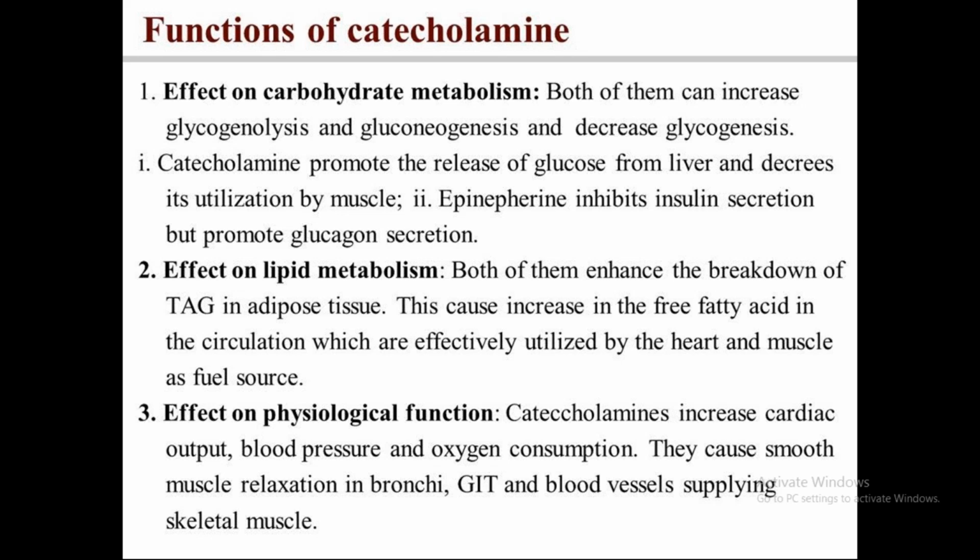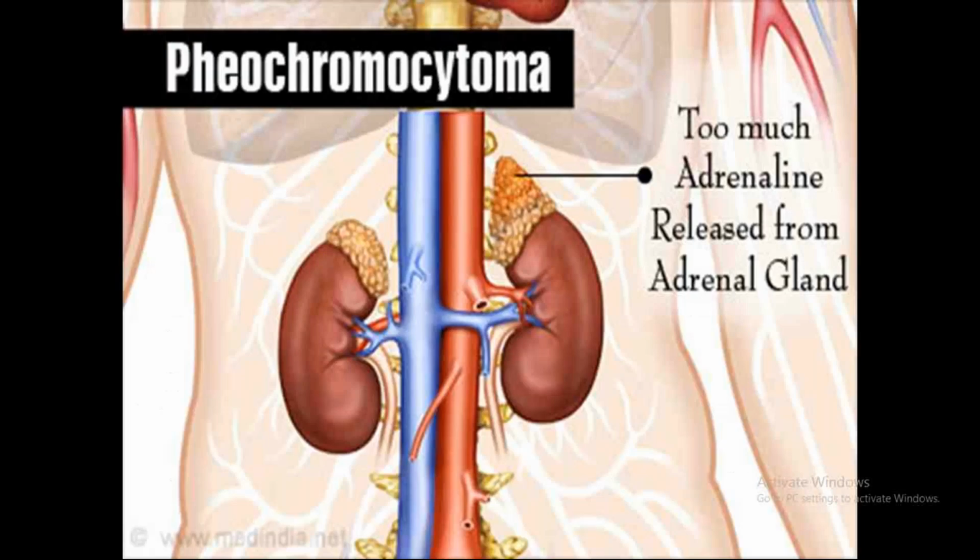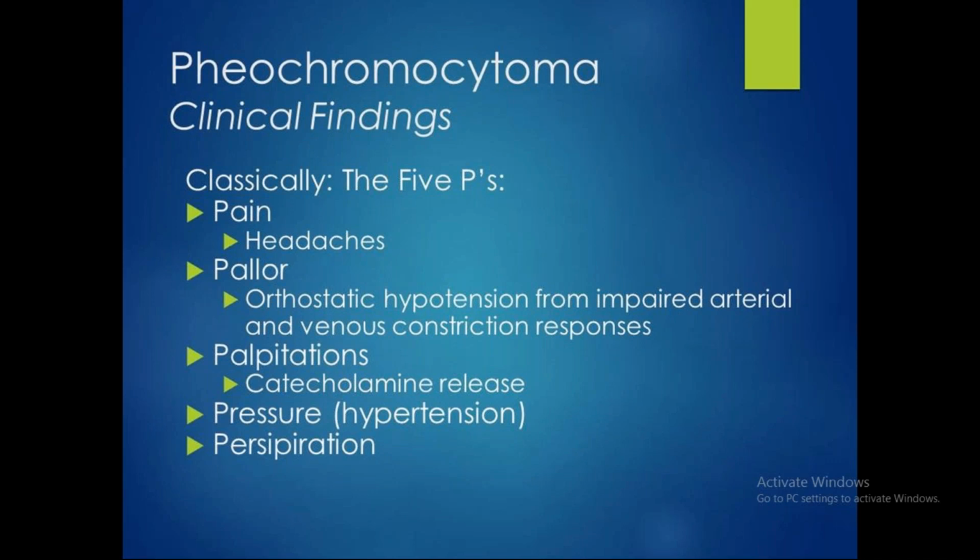On lipid metabolism, they enhance the breakdown of triglycerides in adipose tissue and increase free fatty acids in circulation, which are effectively utilized by the heart and muscle as fuel. Another important physiological function of catecholamines is that they increase cardiac output, blood pressure, and oxygen consumption, and cause smooth muscle relaxation in the bronchi, GIT, and blood vessels. Excessive release of catecholamines leads to pheochromocytoma.